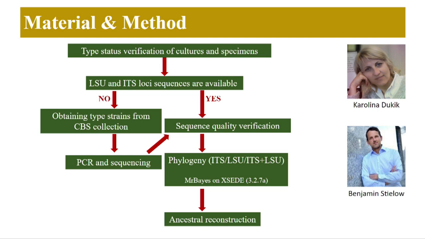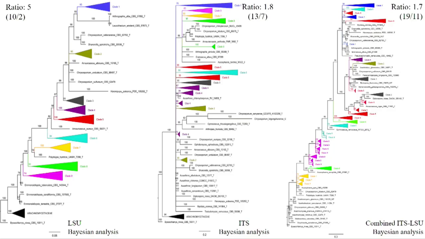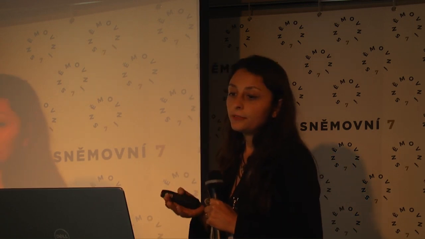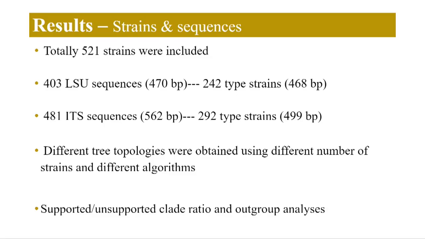So in the end, totally 521 strains were included. And we decided this number basically by the type strain of each species, and when it was available, we took the same species from different hosts. And in the end, we had 403 LSU sequences and 481 ITS sequences.